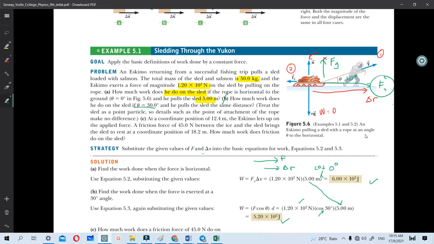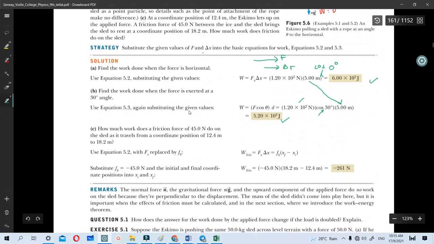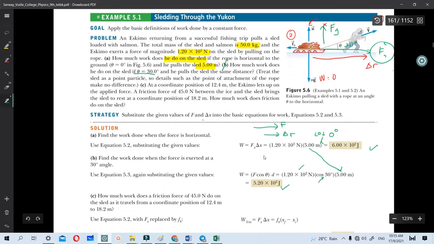The rest of 800 tu hilang. Okay. Is it 800 or less? Differences tu. Alright. Now the next one is, okay, this is a little bit higher. Alright, but never mind. At a coordinate of 12.4 meter, the Eskimo lets up on the applied force. Maknanya force dah tak ada. Ni dah tak ada. A friction of 45 Newton between the ice and the sled.